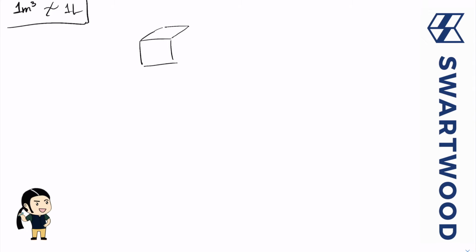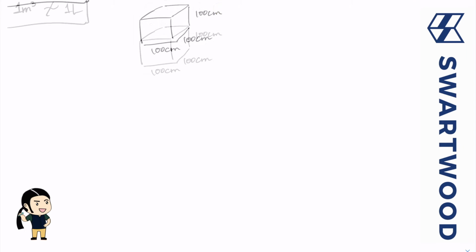So if I'm looking at a cubic meter, I'm literally looking at a cube that's a meter by a meter by a meter, right? But if we write that out, that's 100 centimeters by 100 centimeters by 100 centimeters. And if you multiply out the volume, of course, you're going to get length times width times height. So we'll actually get 1,000,000 cubic centimeters.